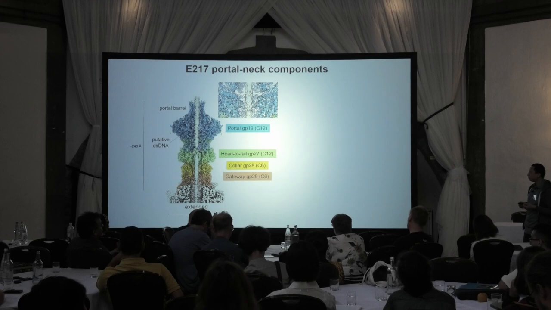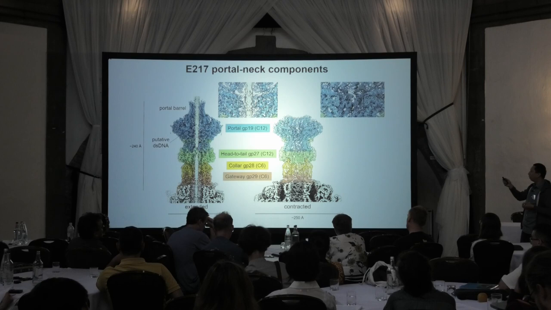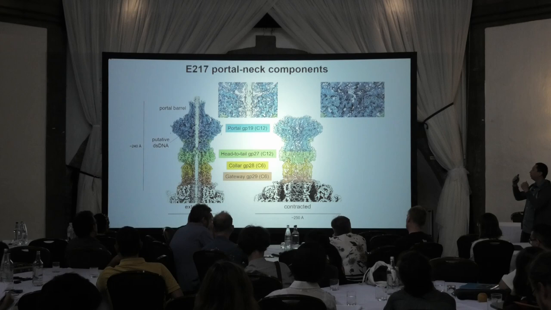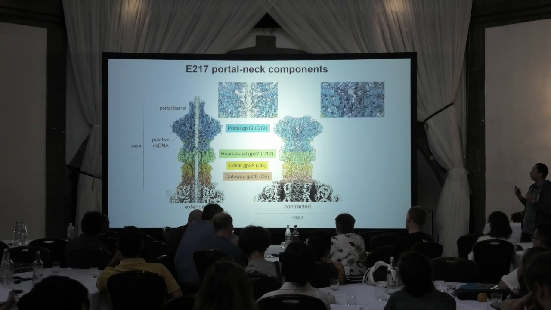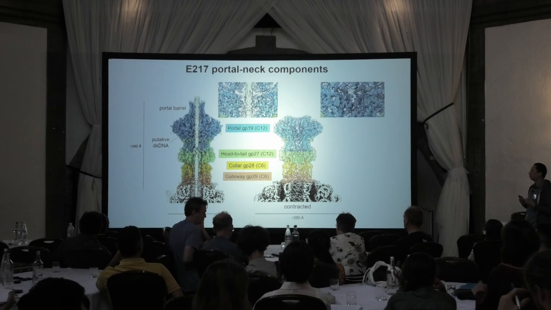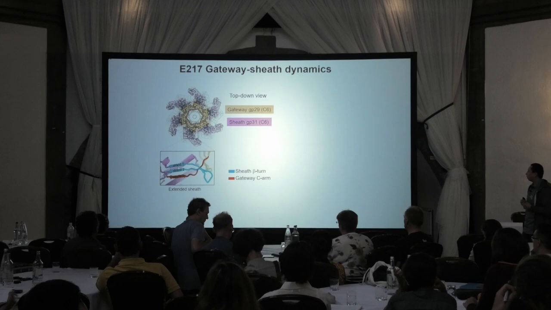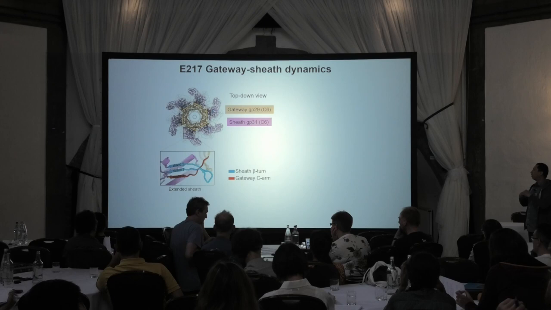So when we look at the contracted portal, we thought maybe the gating would be different, but it actually is very similar. We don't find any loop that gets into the DNA. That's kind of surprising. But yeah, so we're going to talk about the gateway and sheath interaction.